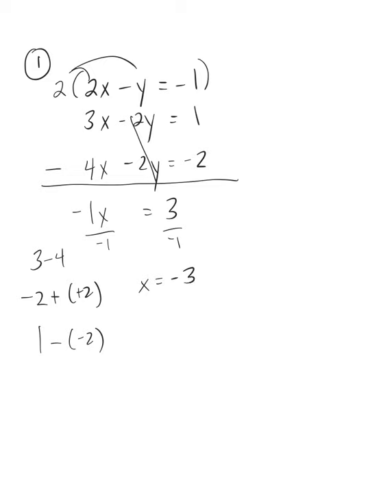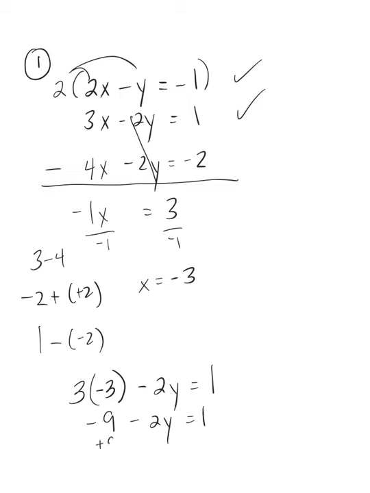Now I'm going to take this negative 3 and plug it back into one of the original equations. I'm just going to choose the bottom one. Plug in negative 3 for the x: 3 times negative 3, minus 2y equals 1. I have negative 9 minus 2y equals 1. I add 9 to the other side. I get negative 2y equals 10. I divide by negative 2, and I get y is negative 5. So my ordered pair is negative 3, negative 5.